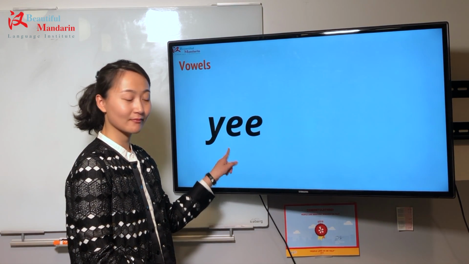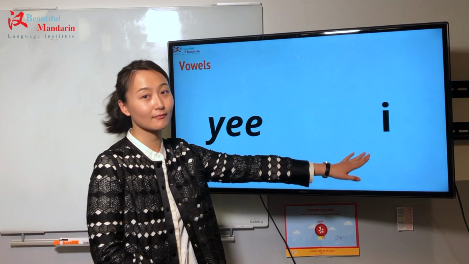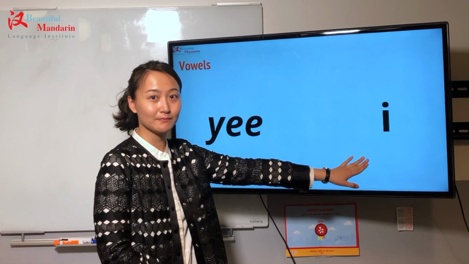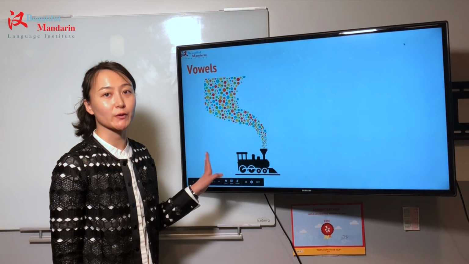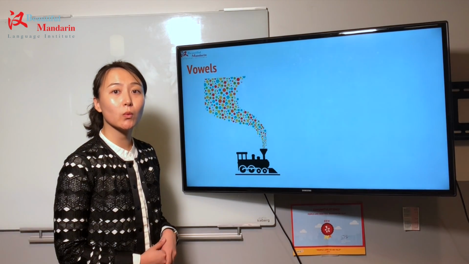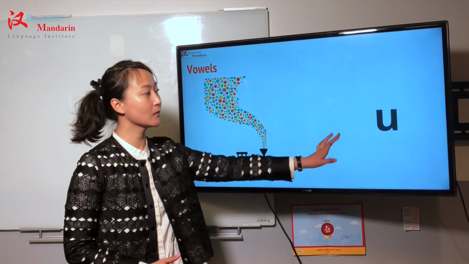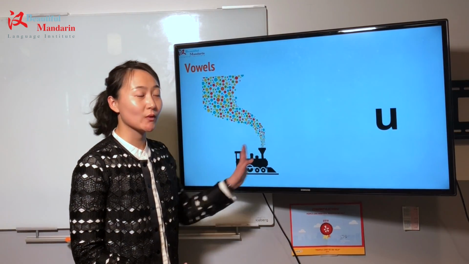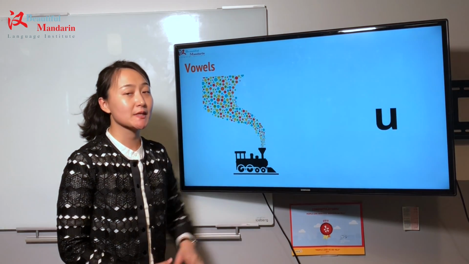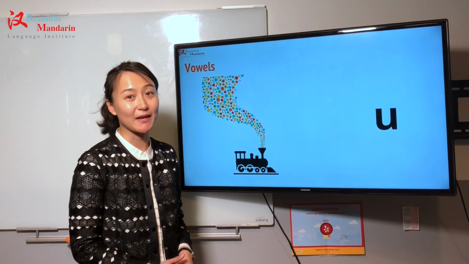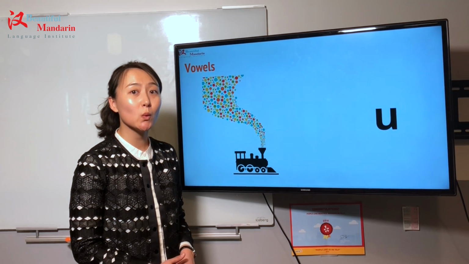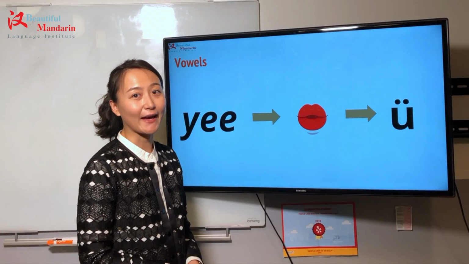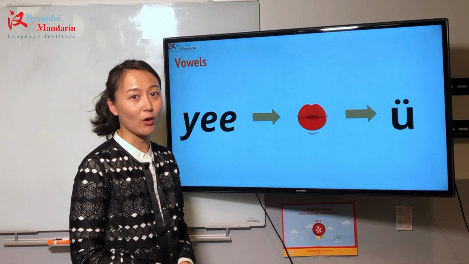一. E. The next vowel we're going to talk about is U. Sometimes we use U to describe the sound of a train's whistle blow in Mandarin. So it's like woo, woo, woo, woo. Okay, now we've come to the last vowel in Mandarin.